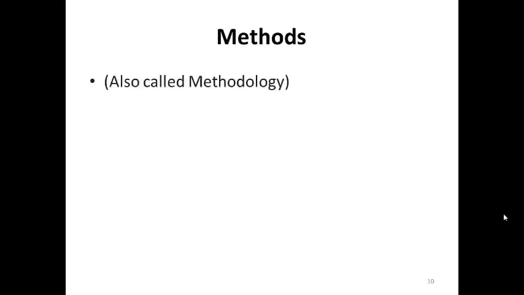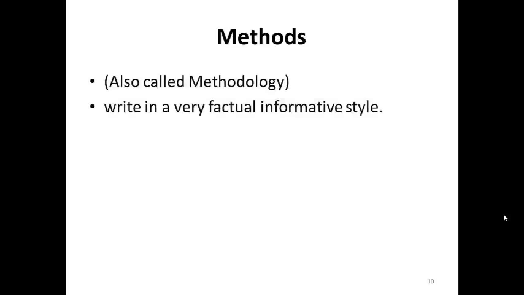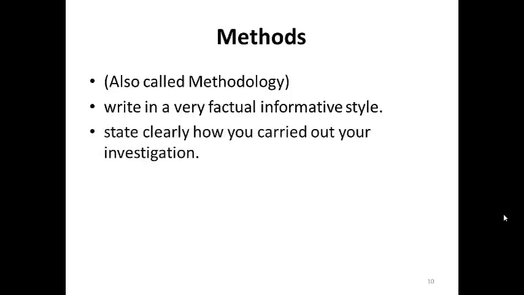Now, the method section, also called methodology. You need to write your method section in such a way that a reader could replicate or repeat the research you have done exactly. There should be no ambiguity here, so you need to write in a very factual, informative style. You also need to state clearly how you carried out your investigation. Explain why you chose this particular method, for instance, through questionnaires, focus groups, and so on. Include techniques and any equipment you used.